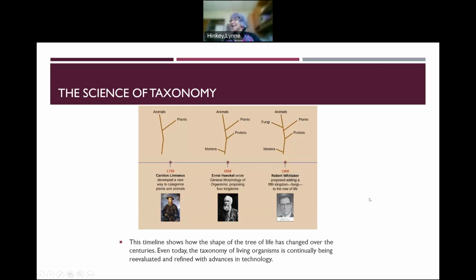So taxonomy's had a pretty interesting history. Carl Linnaeus was the first one to develop this method for categorizing plants and animals. This was back in 1758, so a little bit after Van Leeuwenhoek had seen his wee beasties under his microscope, but before Pasteur and Koch and others had made some greater progress, sort of in the middle.